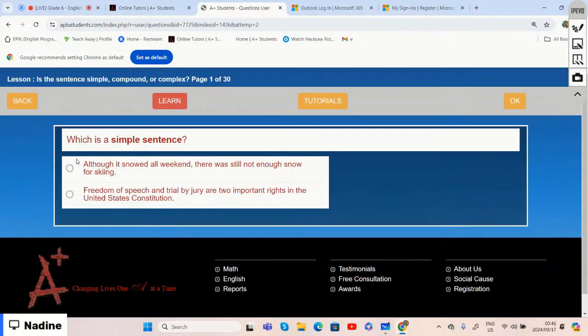We need to say which one is a simple sentence. It has one independent clause only. It says option one, although it snowed all weekend, there was still not enough snow for skiing. Or option two, freedom of speech and trial by jury are two important rights in the United States Constitution. We need to identify our simple sentence, a simple sentence.